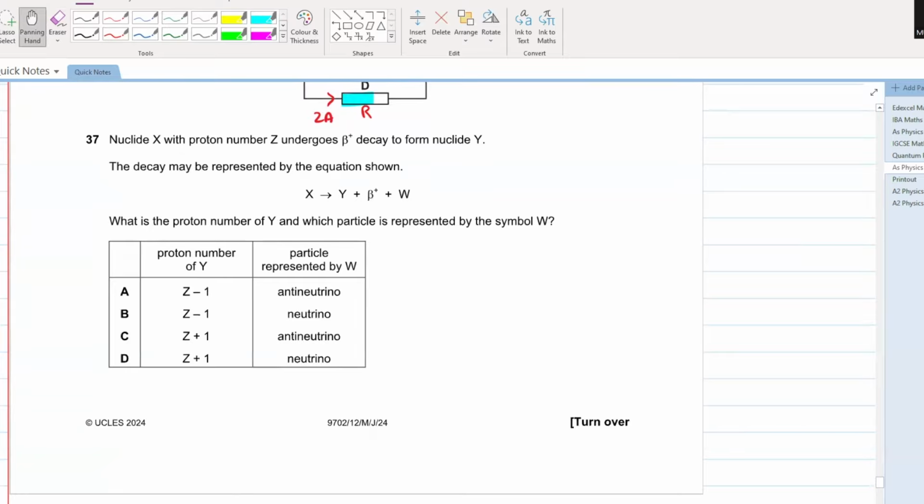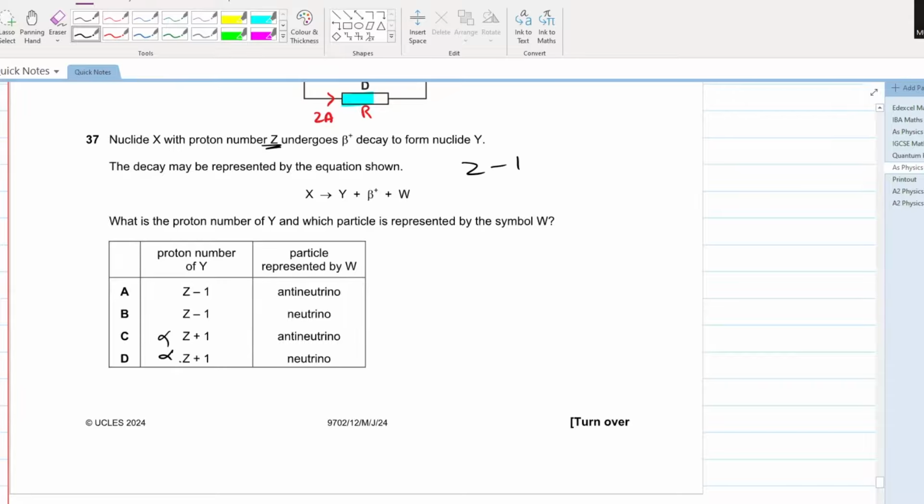A nuclide X with proton number Z undergoes beta positive decay. Always remember whenever you are going beta positive decay, what happens to your proton number? Your proton number gets subtracted by 1. Perfect. So your answer will be Z minus 1, so C and D will get cancelled out. The decay may be represented by the equation shown. What is the proton number of Y? Z minus 1. Perfect.